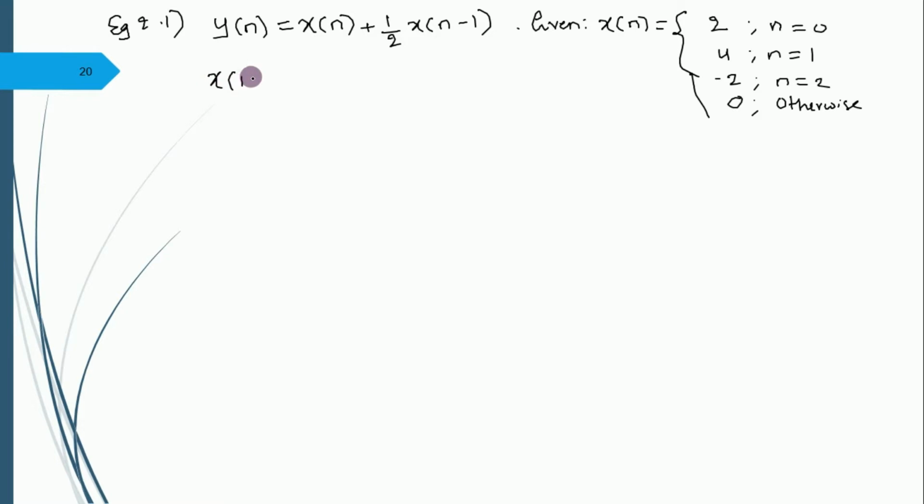So first let us write x of n in terms of sequence. At n equal to 0, the value is 2. For n equal to 1, it is 4. For n equal to 2, it is minus 2. This is x of n.